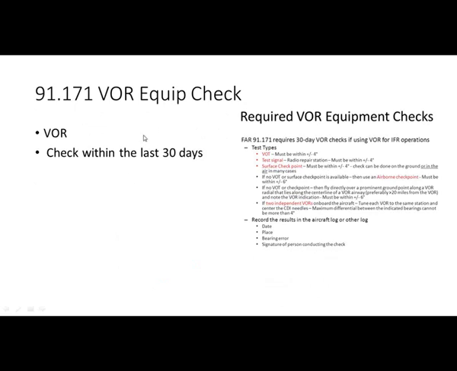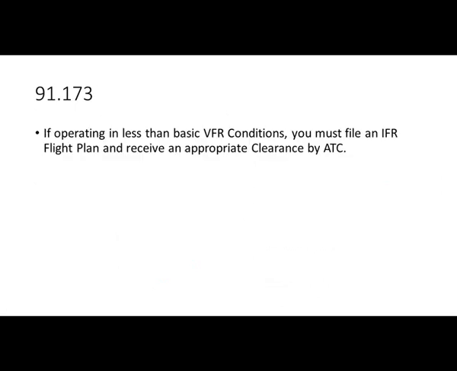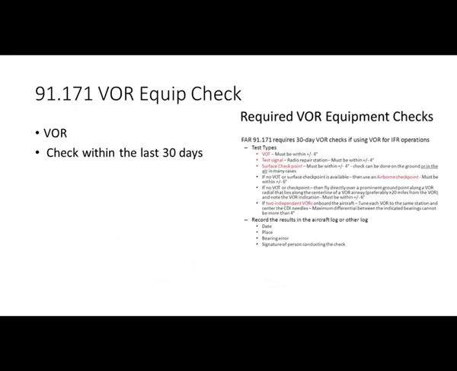91.171 is the VOR equipment check, and this is the one that talks about how you're required to have a VOR check every 30 days if you're planning to use that aircraft on an IFR flight plan, or for using it with IFR operations.